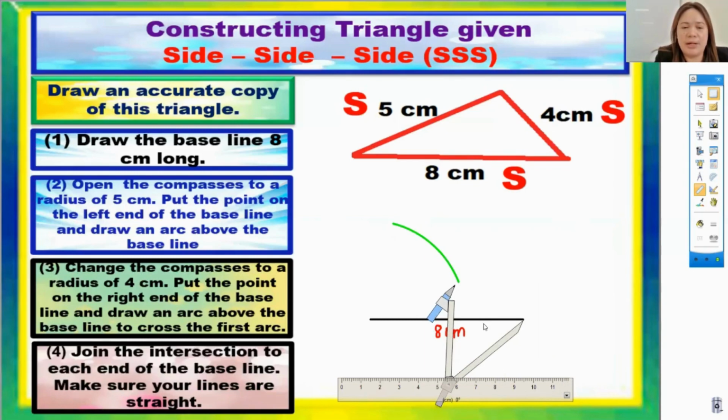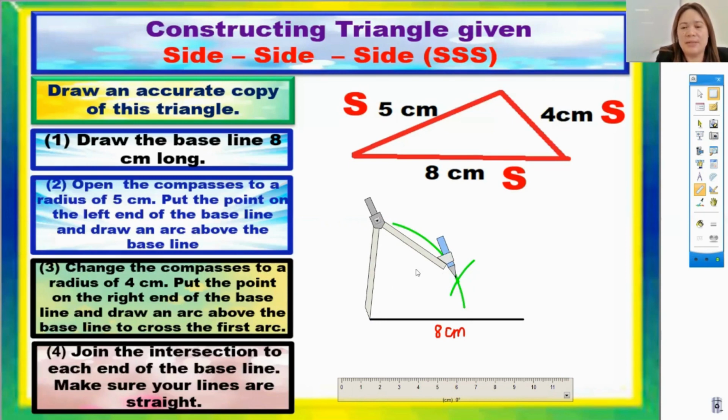All right, so draw an arc above the baseline to cross the first arc. So it should cross the first arc. On the other one here, we can extend the arc. Let's extend the arc here because somehow it doesn't cross the arc clearly. But I have to go back to 5 centimeters first. Originally, this is 5 centimeters here. So I need to go back on the left so I can see clearly the intersection. All right, so I'll just extend my arc here.